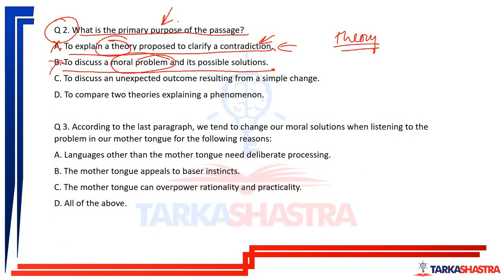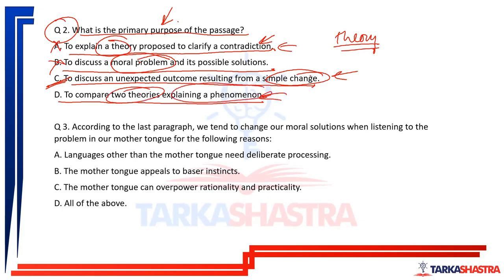So no. To discuss an unexpected outcome resulting from a simple change. So is this what is happening in the passage? They are discussing how choices in moral problems can change depending on change in the language the problems are conveyed in. So this seems to be the most likely option. Let's check out D. To compare two theories explaining a phenomena. We don't have two theories explaining a phenomena, and those two theories are also not being compared.